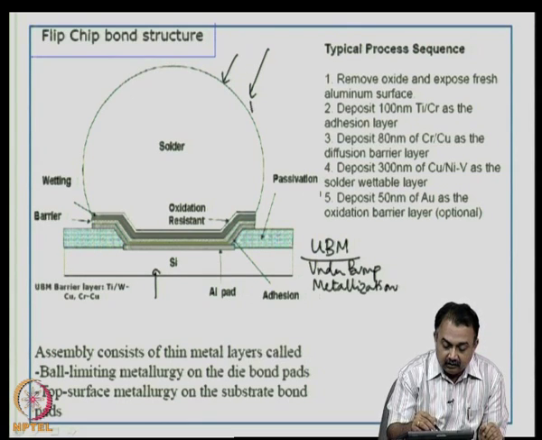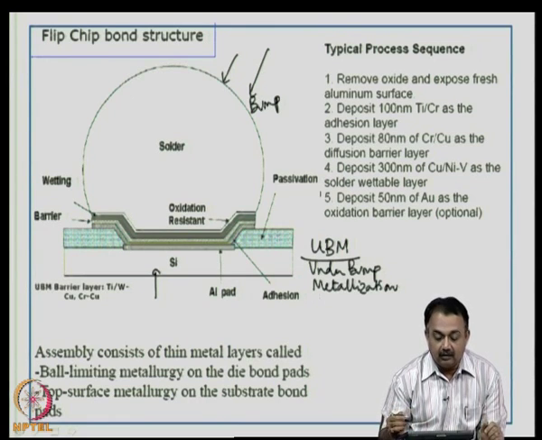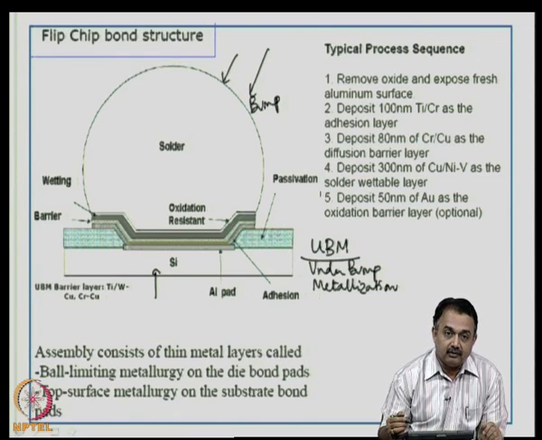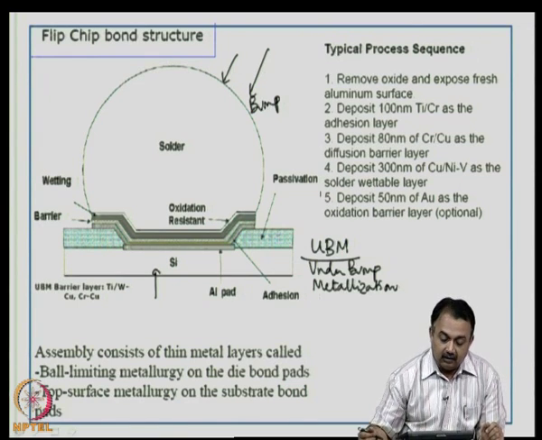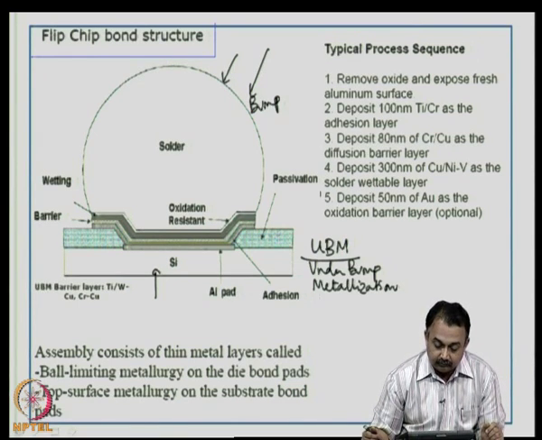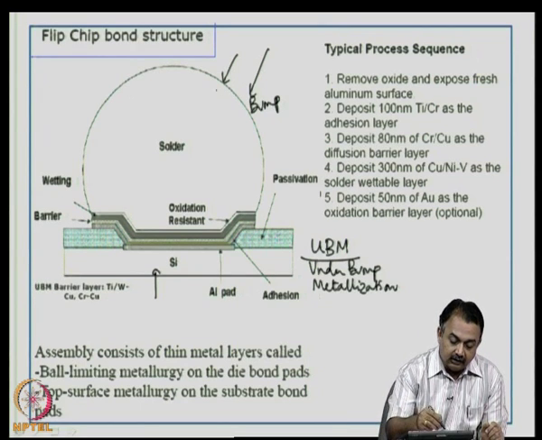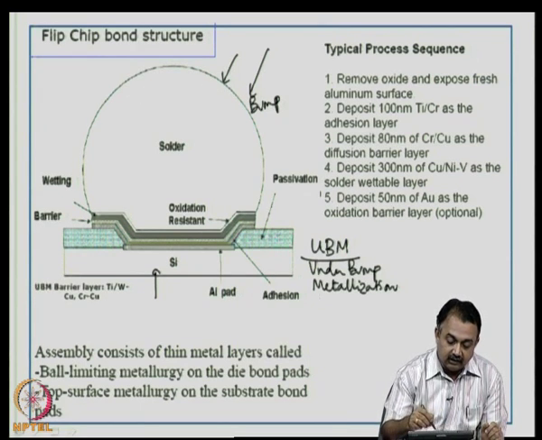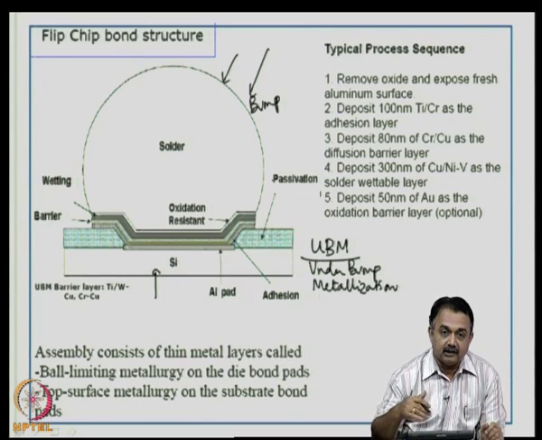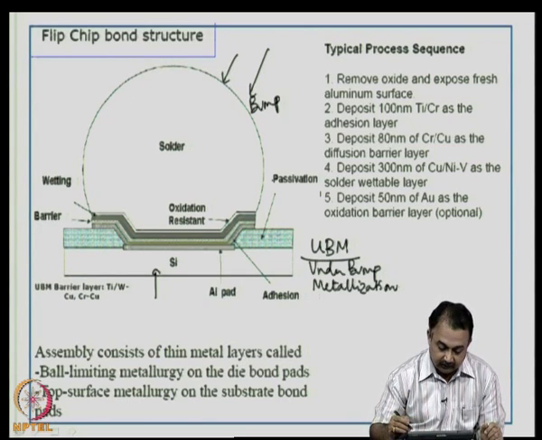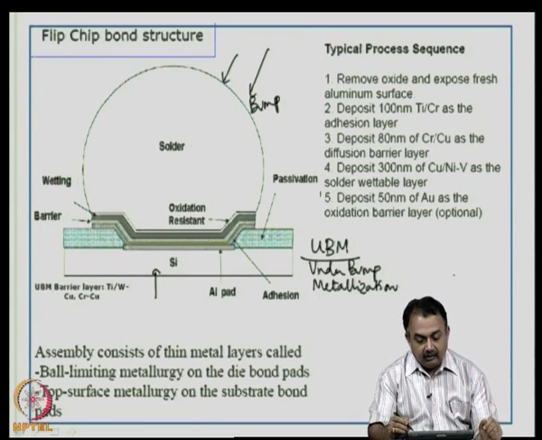So, this is the bump material solder. It can be different types of solder. It can be high lead solder. Today we are working with lead free, so it can be tin based solder material, and this is the cross section that represents the flip chip bond, which gets attached to the organic substrate.